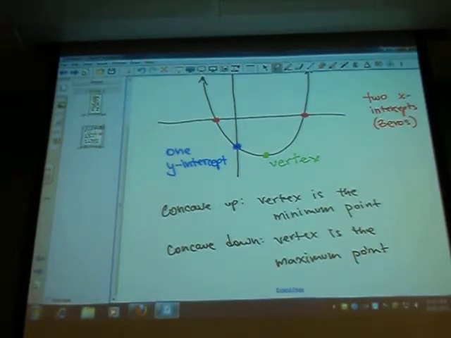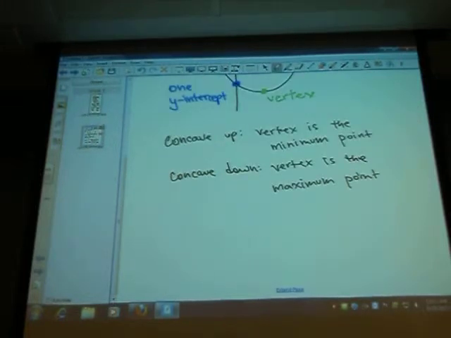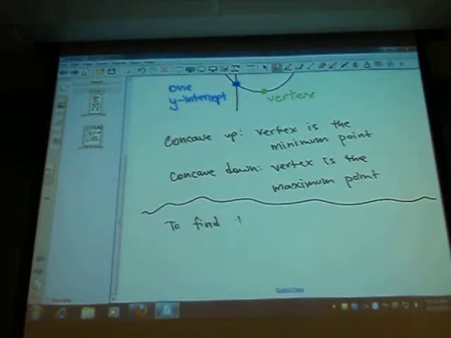And let's talk about how to find the y-intercepts. The y-intercept is so easy. When you're saying concave up, its vertex is the minimum point. That means it's at the bottom of the bowl. So it's the minimum, the lowest point on the graph. And then the maximum point would be the top point if it was upside down.